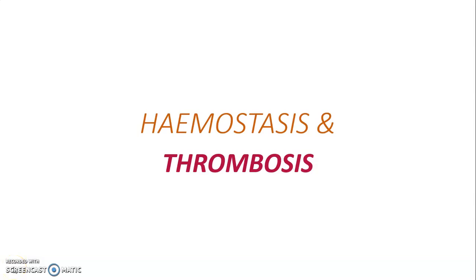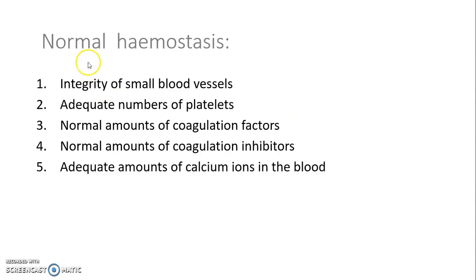Hello students, we are going to study hemostasis and thrombosis. So in normal hemostasis, the important thing is integrity of small blood vessels. There should be an adequate number of platelets, normal amount of coagulation factors and coagulation inhibitors, along with an adequate amount of calcium ions in the blood.